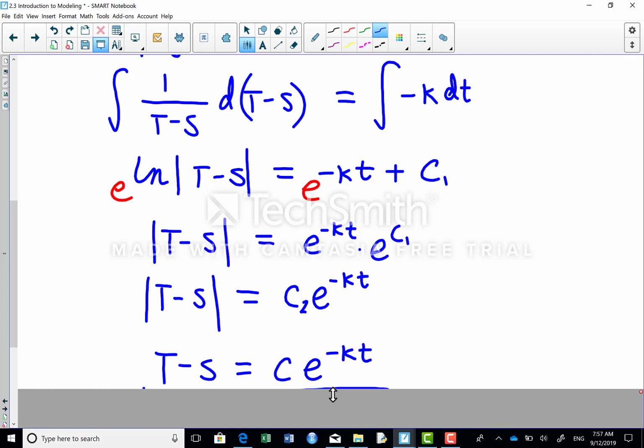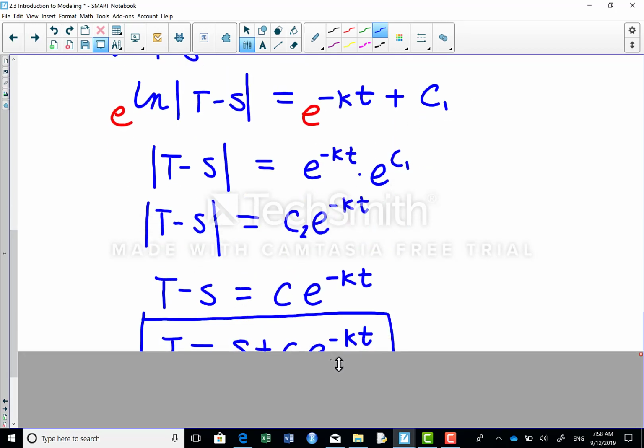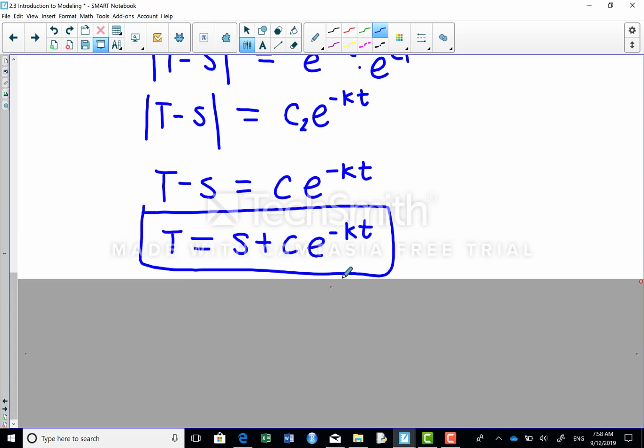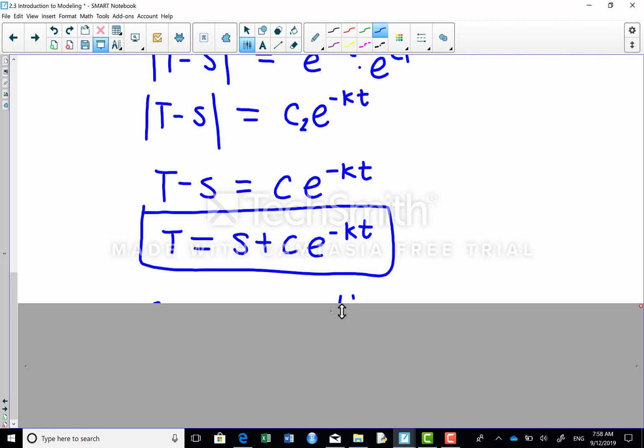And then we can use another letter c2 to represent the constant e to the power c1. Here c2 is positive, but we have absolute value on the other side. So in the end, we eliminate the absolute value sign by replacing c2 with another letter C, a constant which could be either positive or negative. And in the end, we leave T by itself by adding S on both sides. So T, capital T, is equal to S plus C times e to the power negative kt.